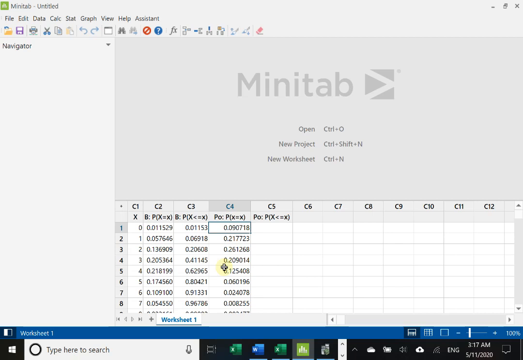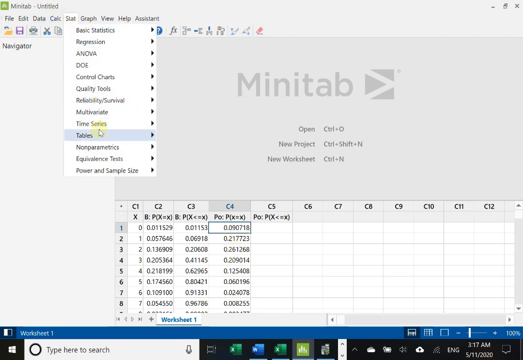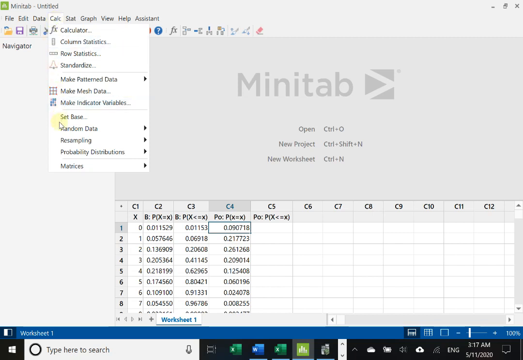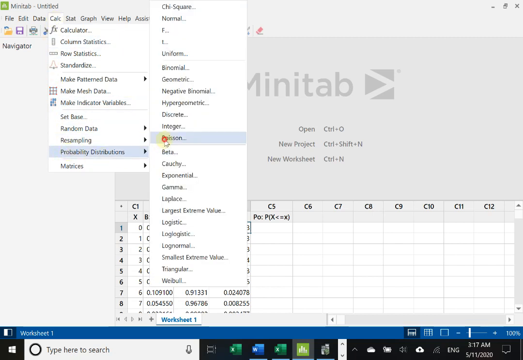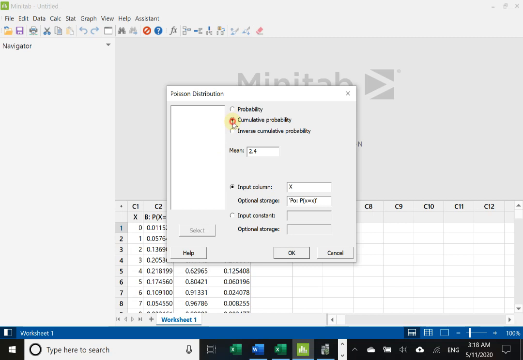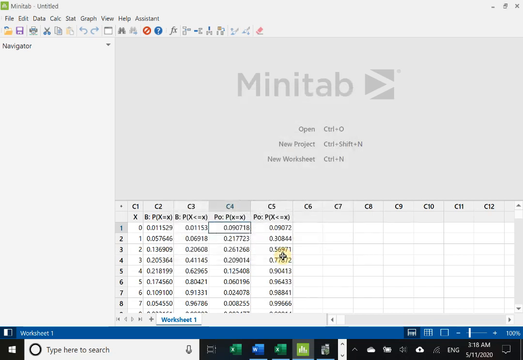So when we say use columns, that means look up these numbers, plug these numbers into the formula, and get the probabilities. So this is the probability distribution. And let's do the cumulative distribution. You go Calc, Probability Distributions, Poisson. And this time I'm going to choose cumulative probabilities. My input column for x's into the formula is going to be x, and we're going to place these in column 5. And there you go. So that's how I got those numbers.